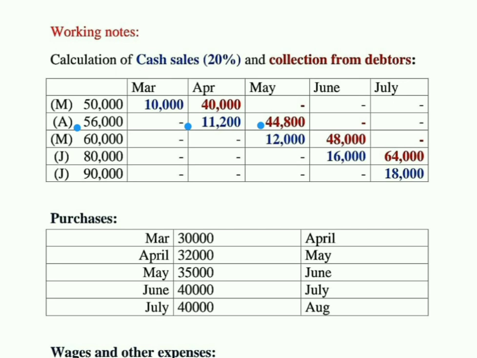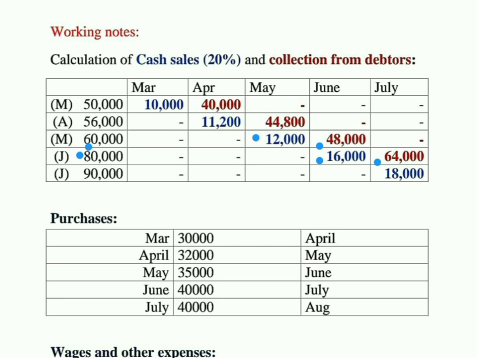Same for the month of May, 60,000 is the total sales. 20% cash sales means 12,000 will be collected in the month of May in the form of cash sales, and the remaining 80%, that is 48,000, will be collected in the month of June as collection from debtors. And coming to June, 80,000 is the total sales. 20% cash sales, that is 16,000, and the remaining 64,000 will be collected in the month of July.